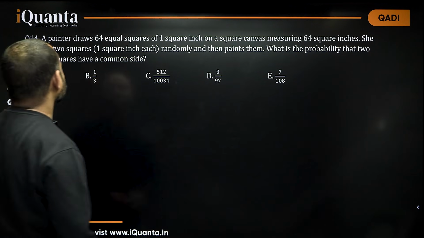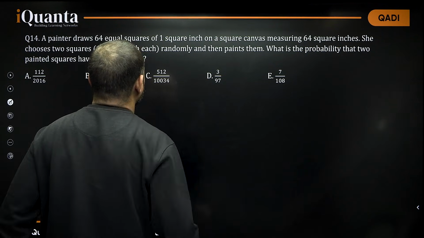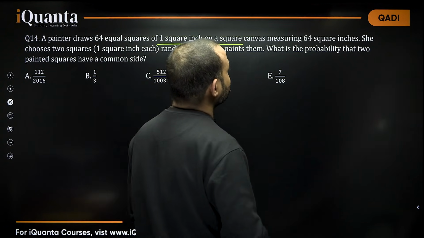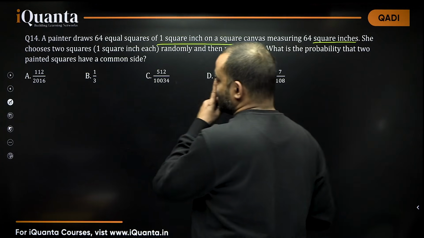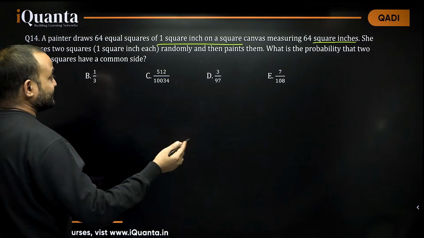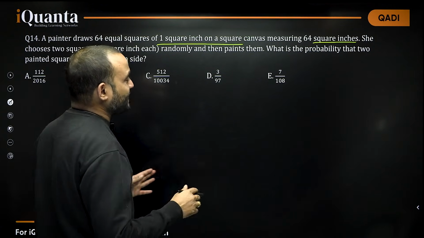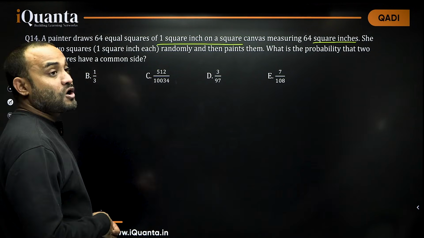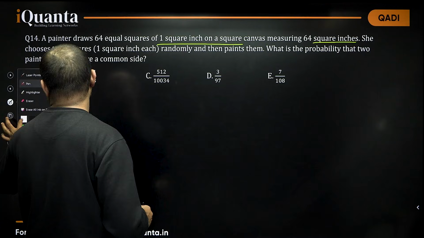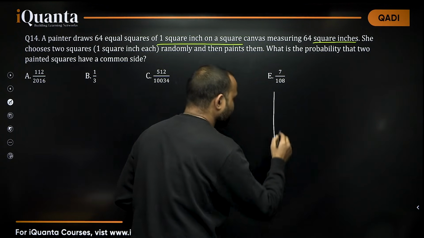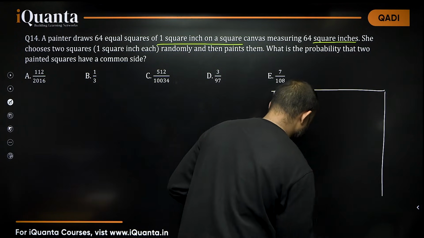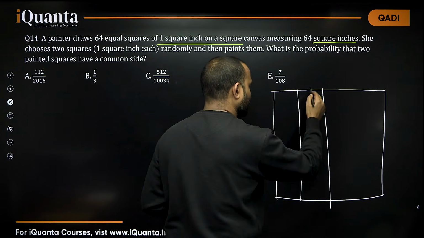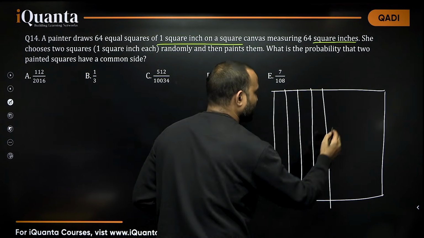A painter draws 64 equal squares of 1 square inch on a square canvas measuring 64 square inches. She chooses 2 squares, 1 square inch each, randomly and then paints them. What is the probability that the two painted squares have a common side? We don't need to do this during the exam, but just to make you understand, let's draw an 8 by 8 chessboard, because 64 is nothing but 8 squared, right?